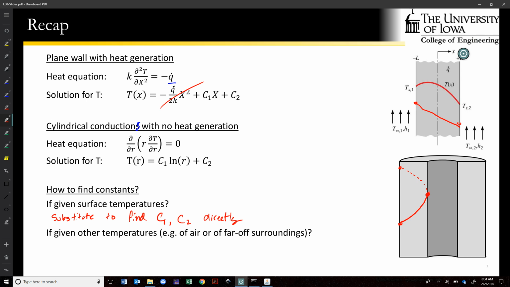However, if we're given some other information about the temperatures, something other than the direct surface temperatures, for example, if we're not given TS1, TS2, but we're given the temperatures and the convective coefficients of the surrounding air, then solving for C1 and C2 basically amounts to adding some additional equations. Those additional equations basically amount to Q double prime conduction equal to Q double prime convection at the boundary.